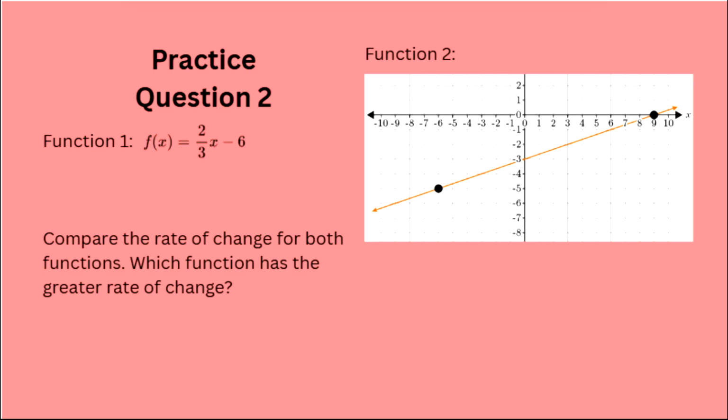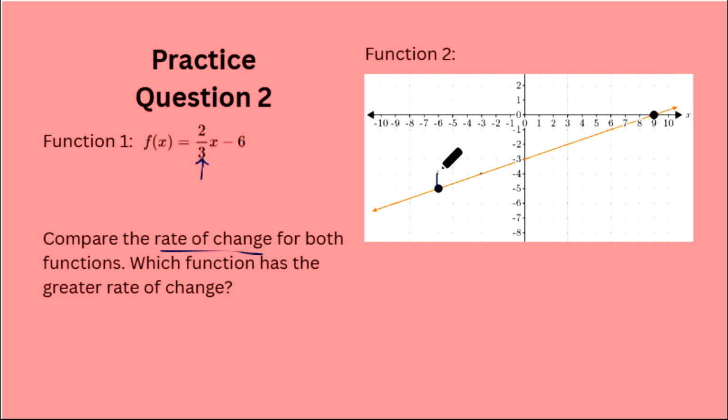Here's practice question number 2. We have a function that's in formula form and a function that's in graph form. Compare the rate of change for both functions, which is the slope. Which function has the greater rate of change? Pause it, figure it out, come back. Okay, the rate of change for this one is 2/3. And the rate of change for this one, find a point where it crosses nice and neat, find another one, which is right there.